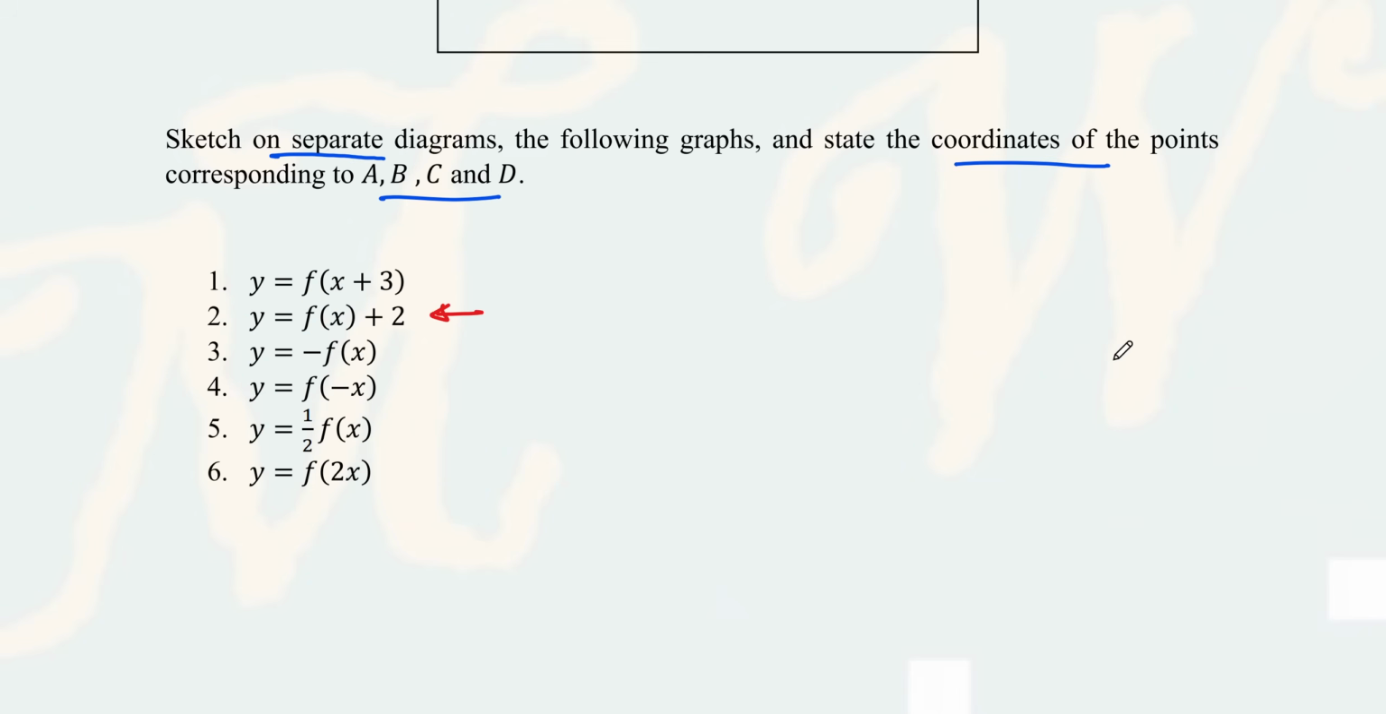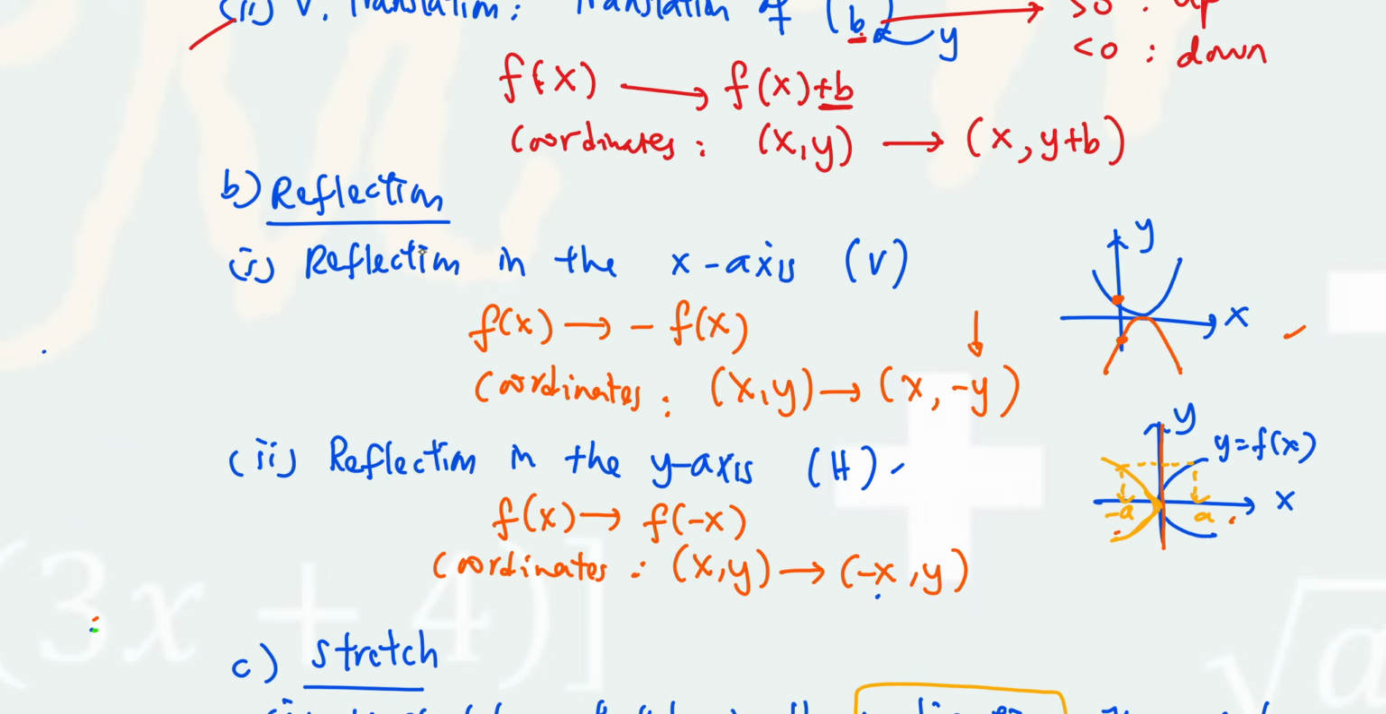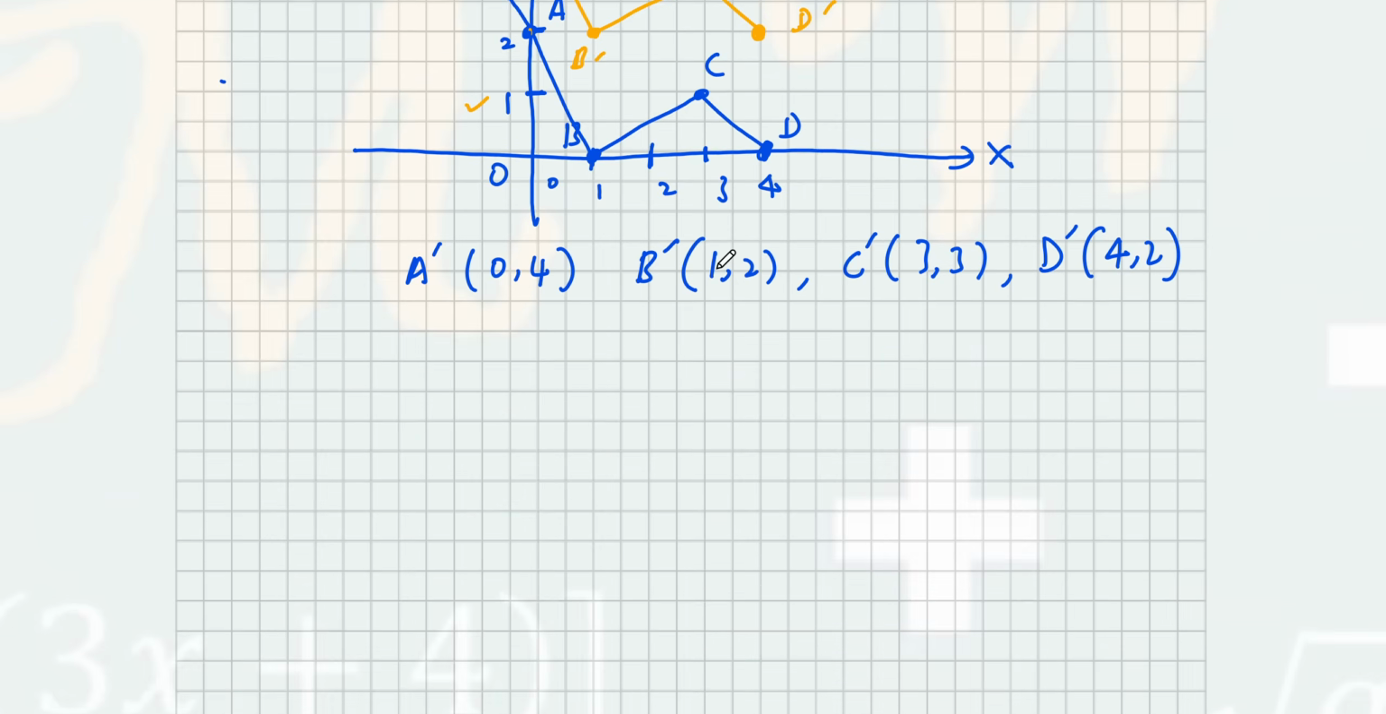Now, the next one is y = -f(x). Okay, so when you times a minus, minus means it's the same as minus 1. Okay, go back to the notes. So it is the reflection in the x-axis. You see, all positive y values become negative y values. Alright, so that means now I re-sketch this graph.